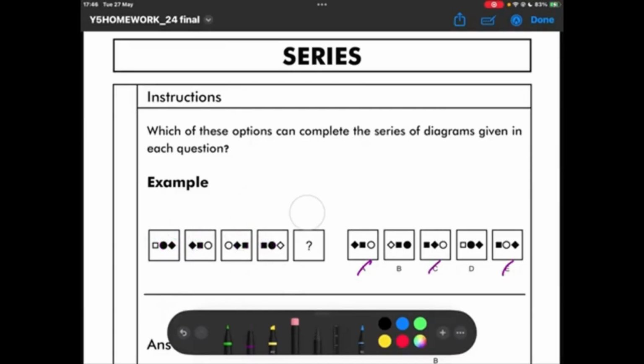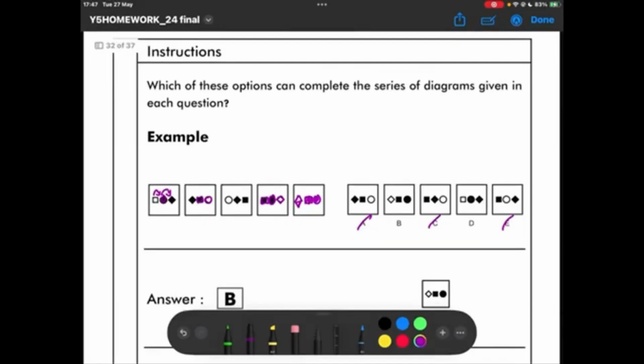Now let's look at the actual shapes. So square, circle, rhombus, rhombus, square, circle. So each shape is moving one to the next. So the square was first, now it's second. The circle was second, now it's third. So let's just look here. The square was first, so now we're going to draw that in the middle. Circle was second, so it's going to be third. The rhombus is now going to be first. Sorry. And then these 2 are going to be shaded. So the answer for this one is B. We've got the square, circle, and the rhombus.